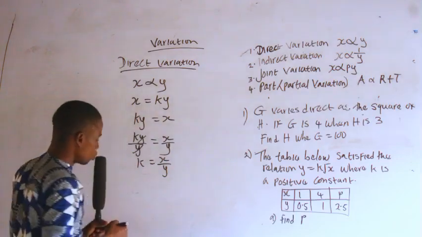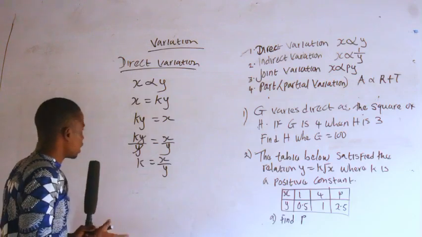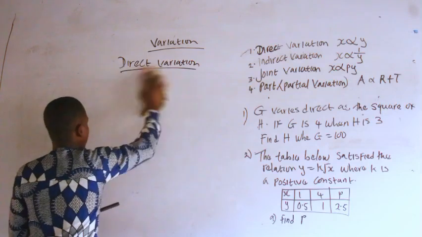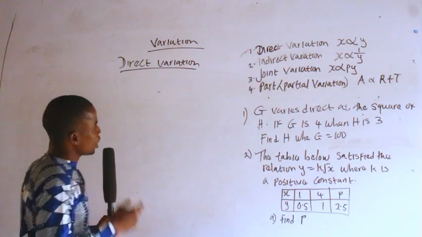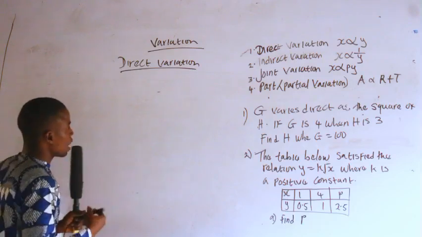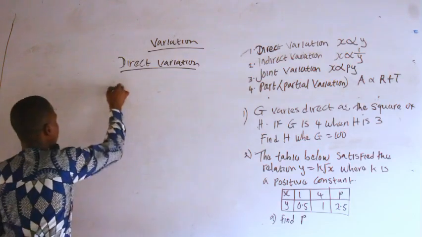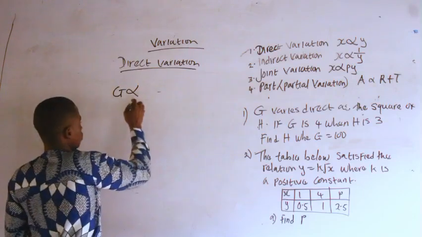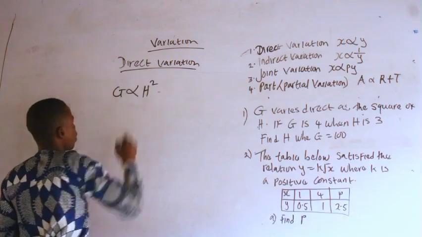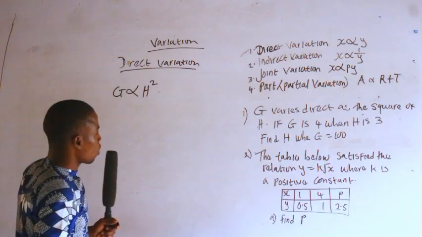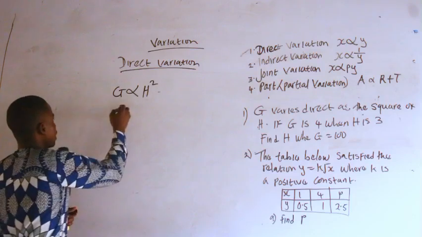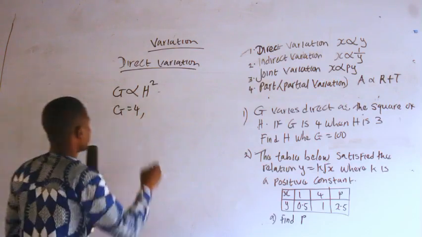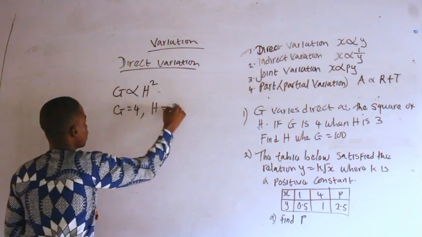Now, let us look at an example to make us understand what direct variation is. Let us look at the example so that we can really understand what is going on. If g varies directly as the square of h, if g equals 4 when h equals 3.